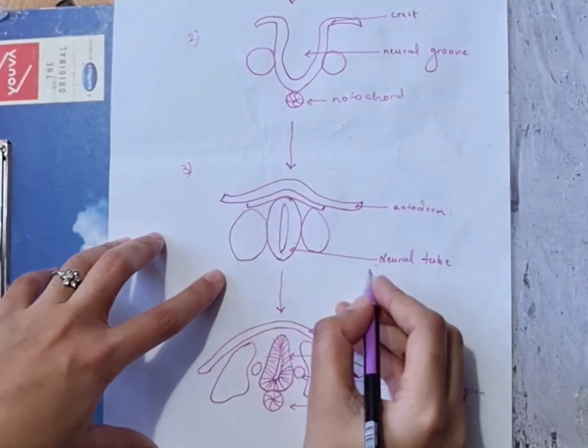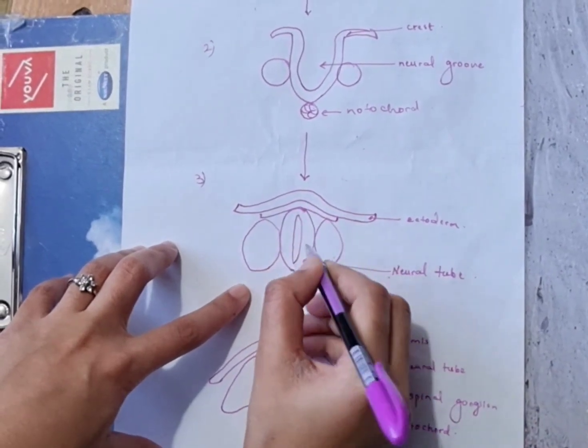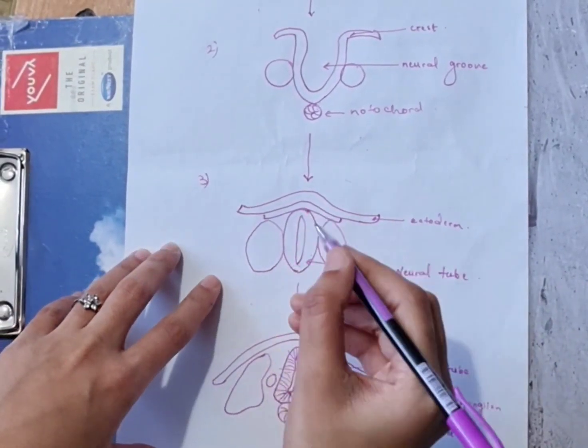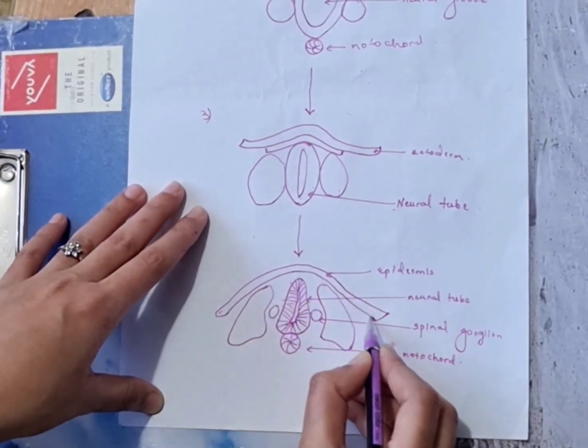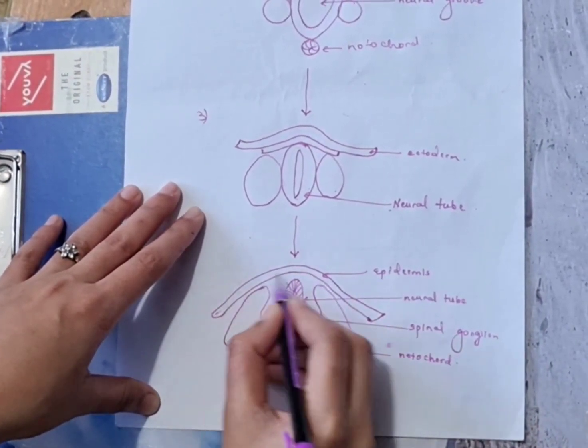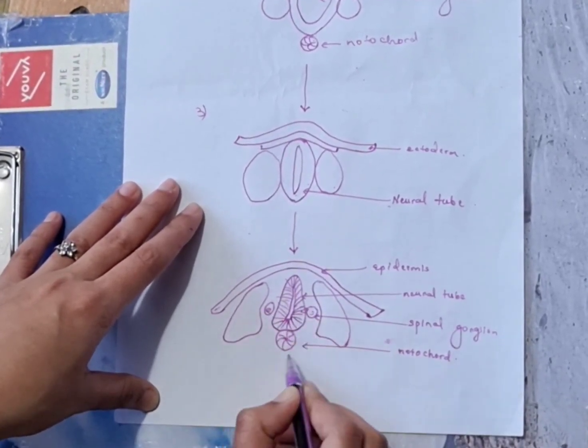Then in the diagram, you can see the neural tube, a fully formed neural tube, which further gives rise to brain and spinal cord. In the diagram, you can see the epidermis, which is the external layer, the neural tube, the spinal ganglions that are formed, and the notochord.